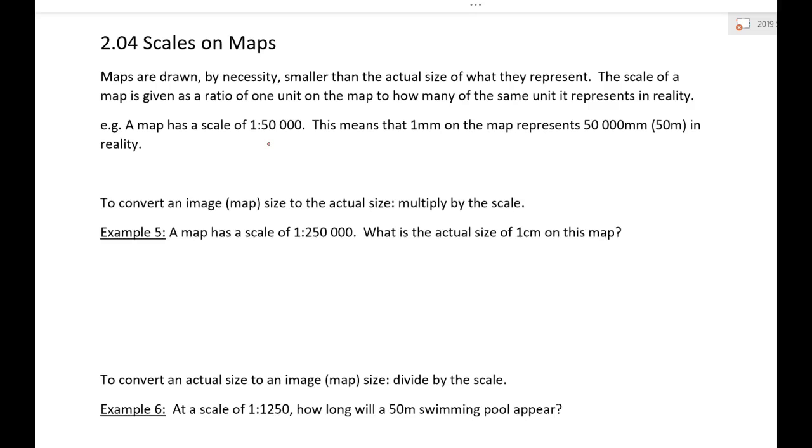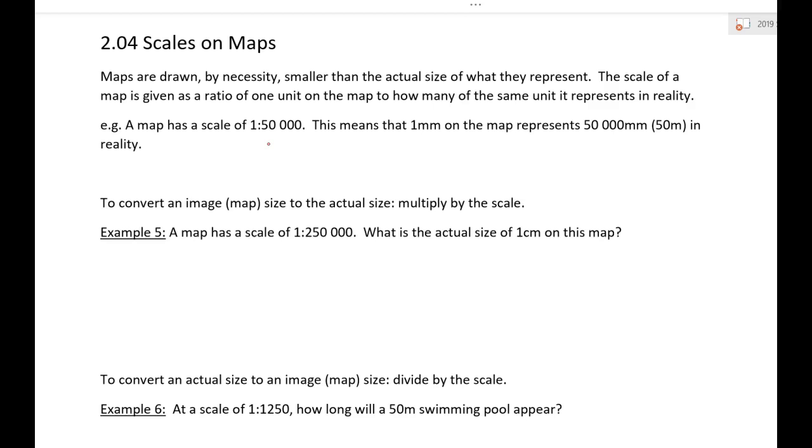Let's have a look at an example here. A map has a scale of 1 to 250,000. That's going to show you about half of the Hunter Valley in one go, I reckon. Not quite that much. No, Newcastle to Maitland maybe. Anyway, what is the actual size of 1 centimetre on this map?